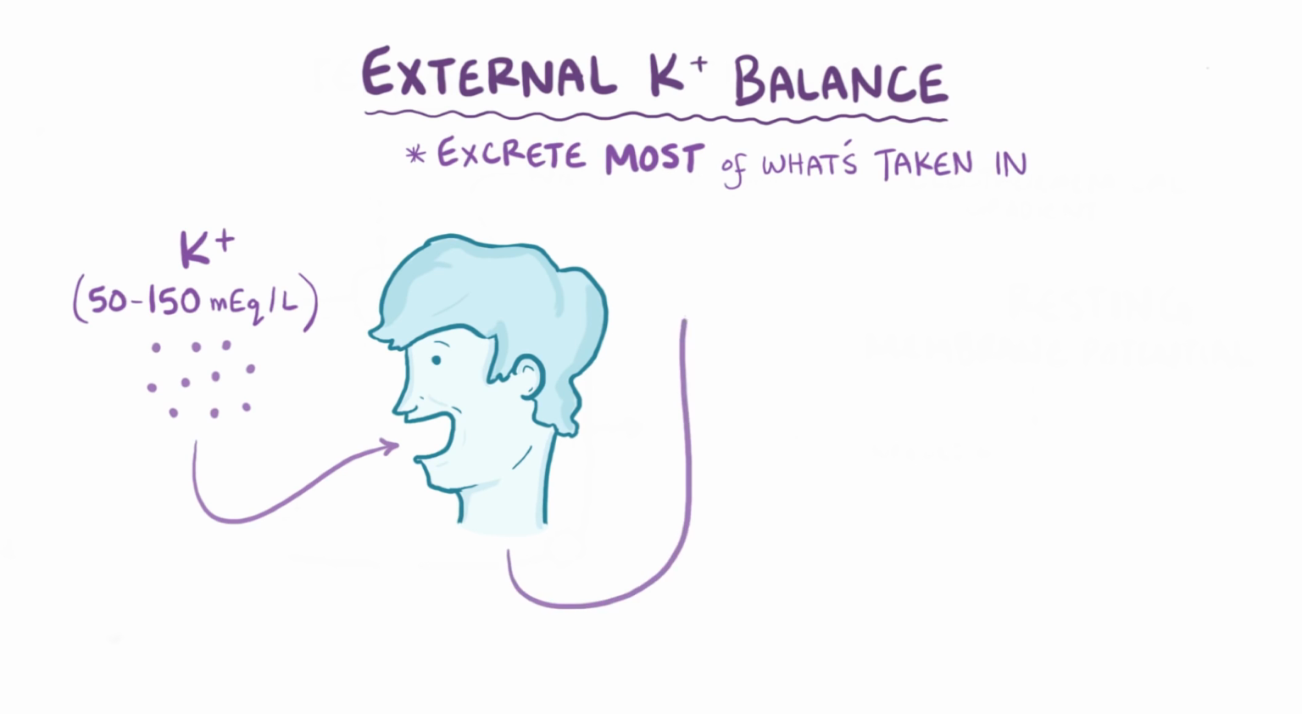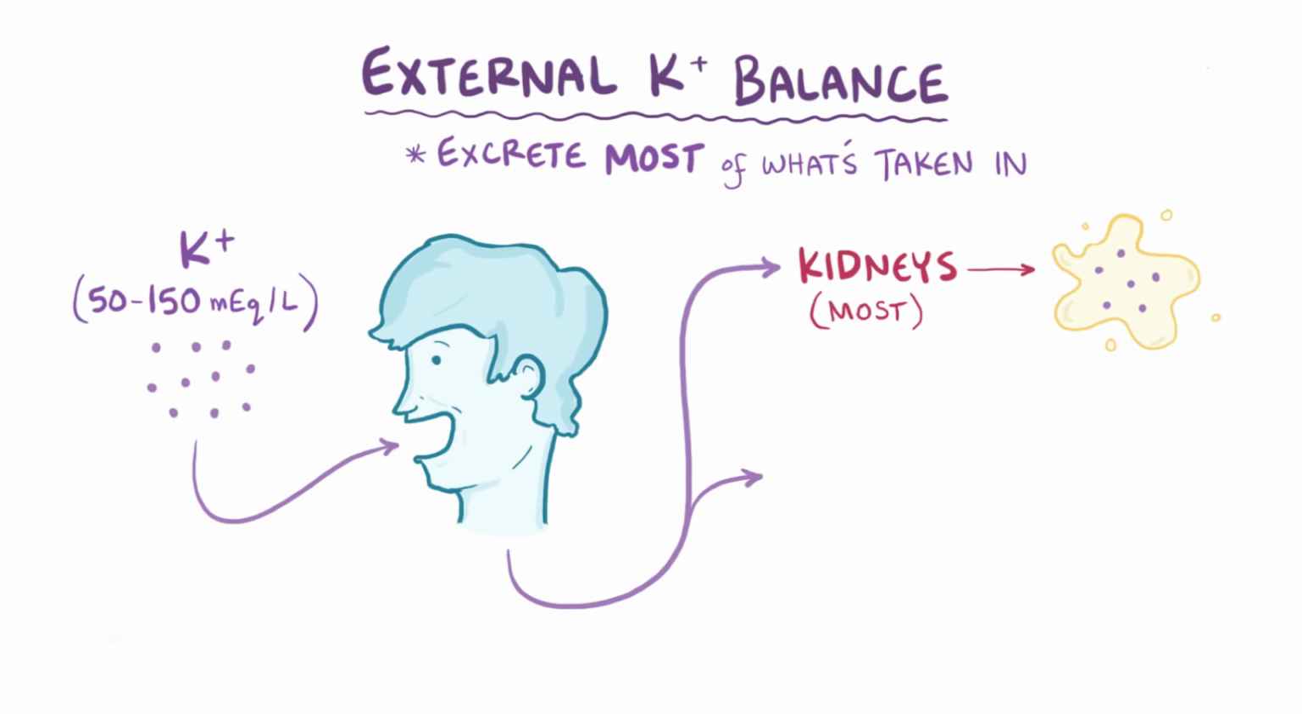This external balancing act is largely taken care of by the kidneys, where excess potassium is secreted into a renal tubule and excreted in the urine. Also, though, a small amount of dietary potassium is also lost via the gastrointestinal tract and the sweat.